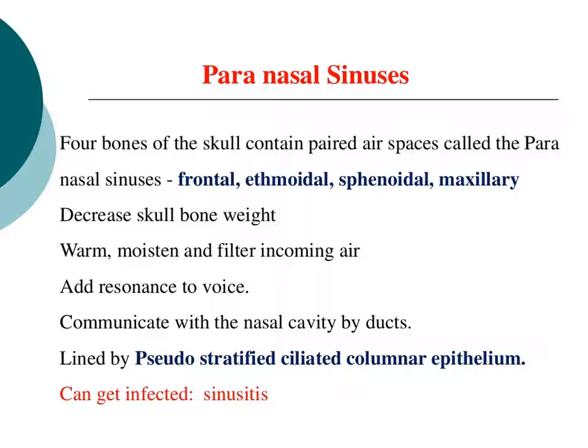Paranasal sinus. Four bones of the skull contain paired air spaces called the paranasal sinuses, that is frontal, ethmoidal, sphenoidal, maxillary. They decrease skull bone weight, warm, moisten and filter incoming air, add resonance to voice, and communicate with the nasal cavity by ducts lined by pseudo-stratified ciliated columnar epithelium. They can get infected, causing sinusitis.